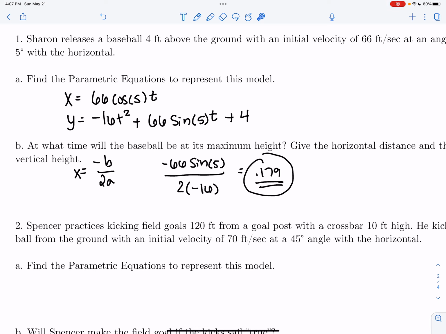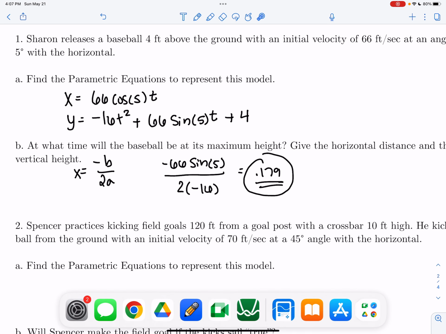What's our maximum height? We don't know what that is. So, like I said, you could substitute 0.179 into this equation to get your horizontal distance, and this equation to get your vertical distance. But I'm not going to do that. I'm actually going to put everything into the calculator and look at the graph.